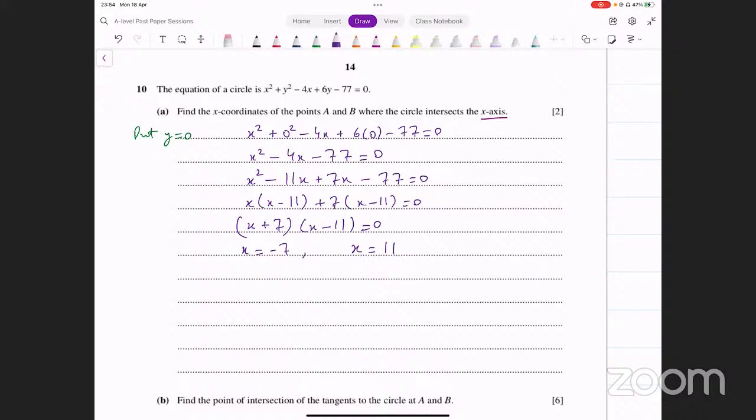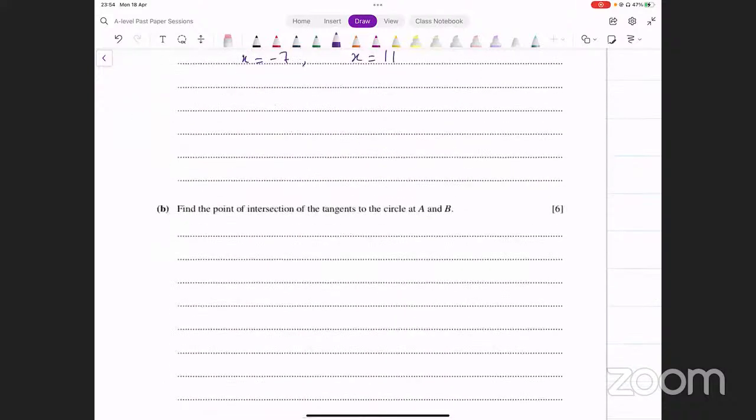Okay. Now it says find the point of intersection of the tangents to the circle at A and B. We have to find the point of intersection of the tangents. So first you need to find the tangents, and after that you can see where they intersect. Right? So what are we going to do here? We will find the equations of the two tangents. And then we can find the point of intersection.